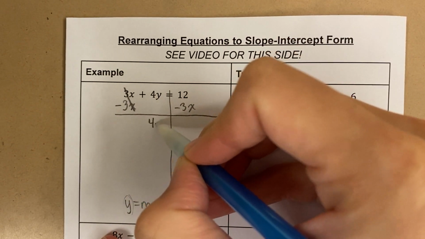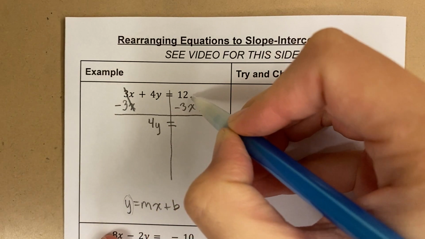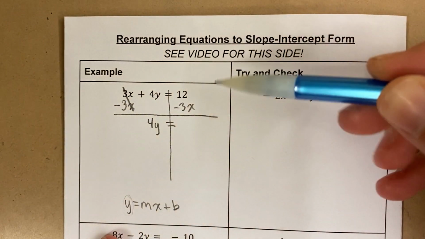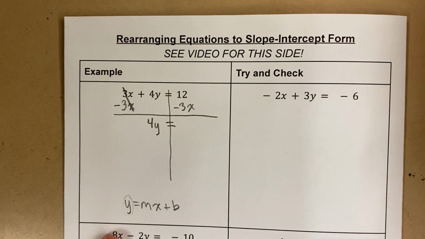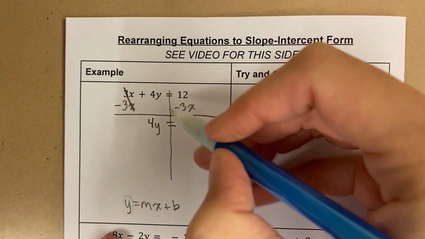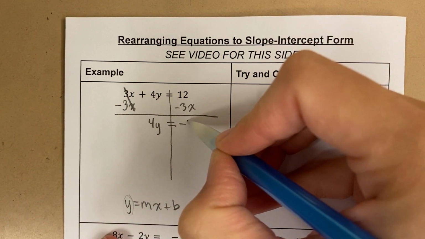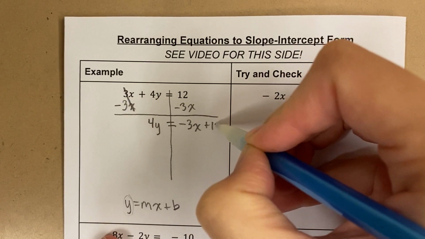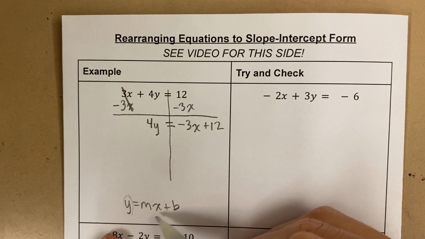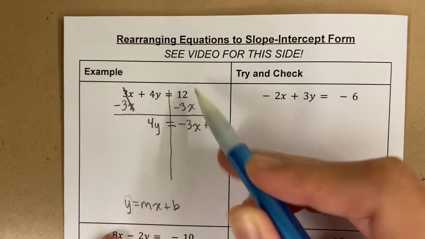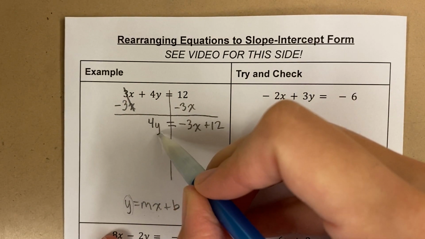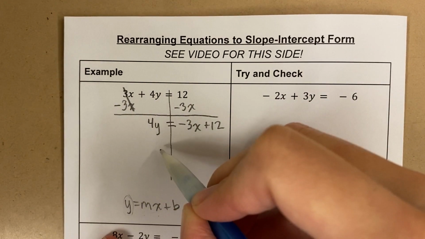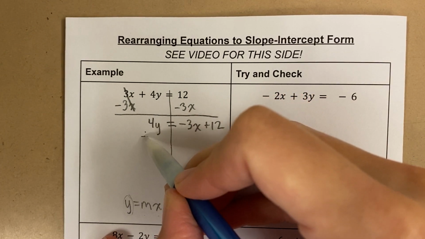So what's left on this left side is 4y. Now over here, these are not like terms. So I'm not doing 12 minus 3 and getting 9 right now. That's not what's happening. This doesn't have an x, this does, so they are not like terms. I'm going to bring down the term with the x first, then the positive 12. Why? Because that's what I'm hoping for: a number times x plus a number. Now, is y by itself like I want it to be? Not quite. There's a 4 there.